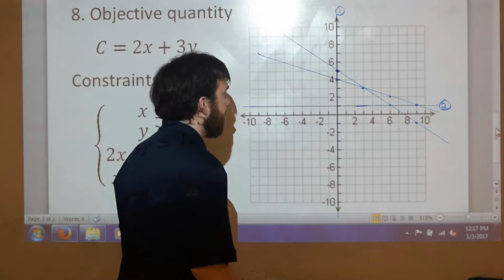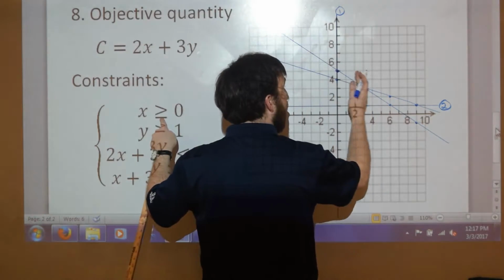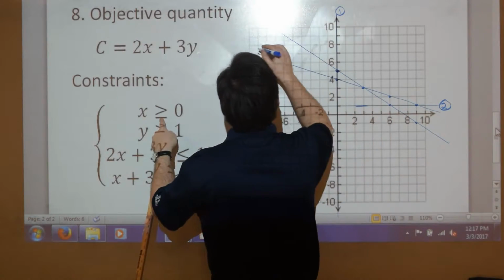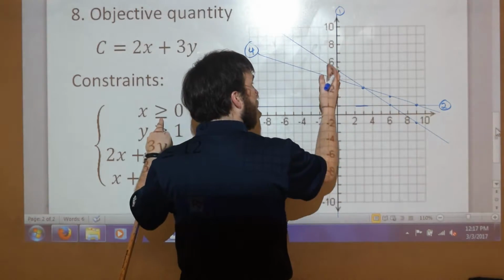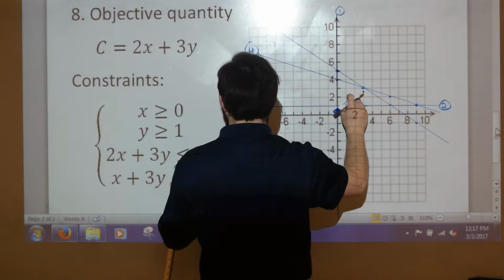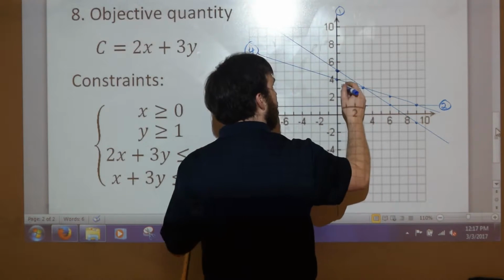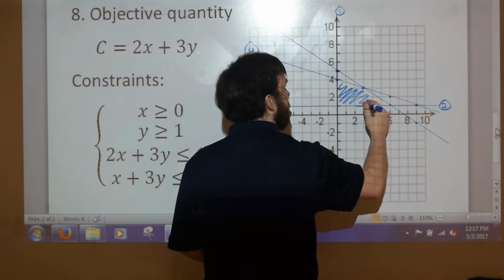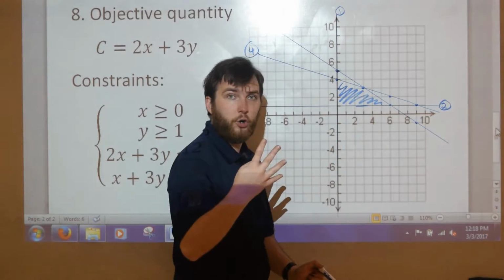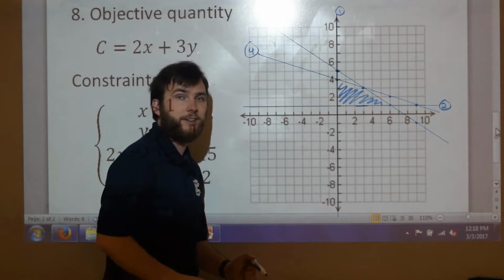Okay. I want to check this section. It is greater than the first line. Oh, need to label this. This is my fourth one. It's greater than the first line, greater than the second line, less than the third line, less than the fourth line. So we just need to use those 4 corners, plug them in to the objective function.